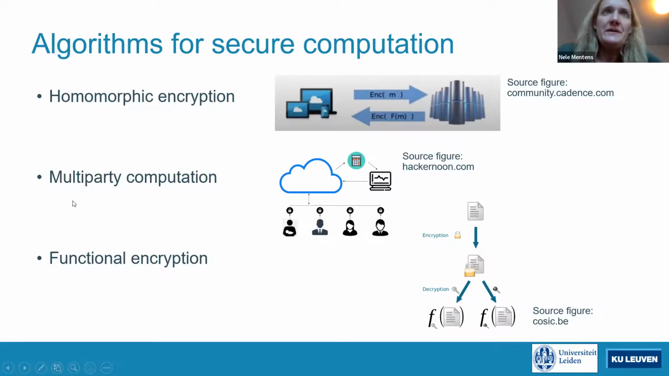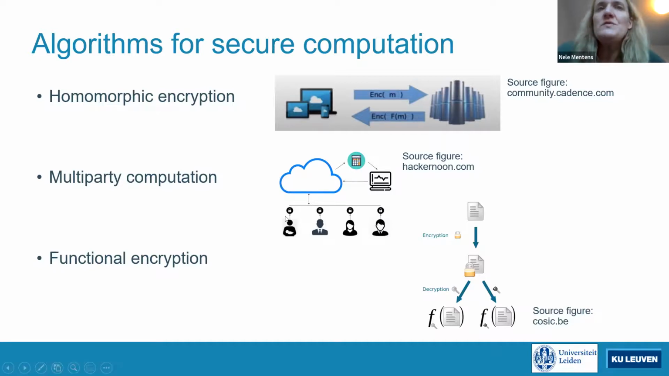Then another way of computing on secure data, or doing secure computation, is multi-party computation. In this case, different parties collaborate to do a certain computation without revealing their own private data. So multi-party computation makes it possible to keep your private data to yourself, but still be able to compute something on the whole of all the data together.